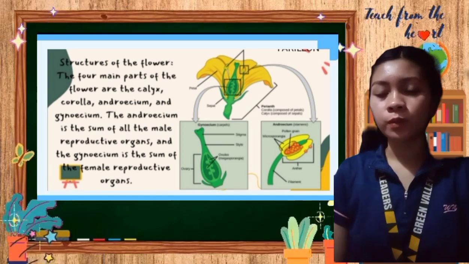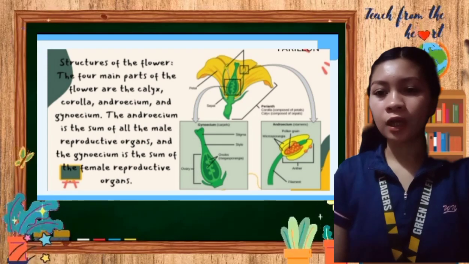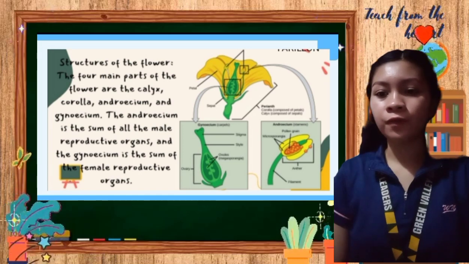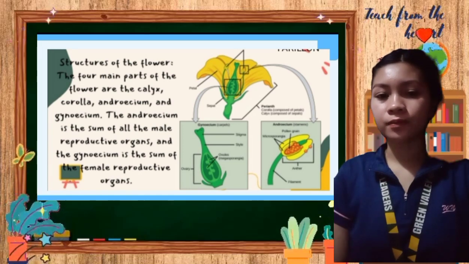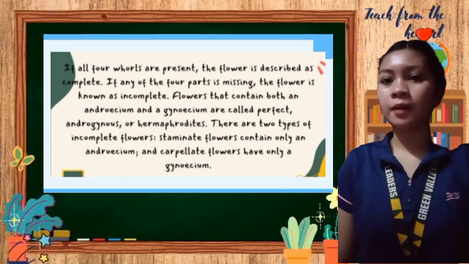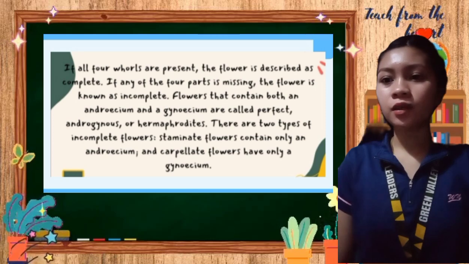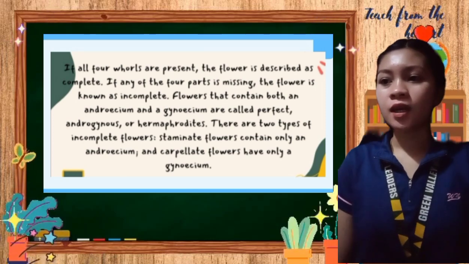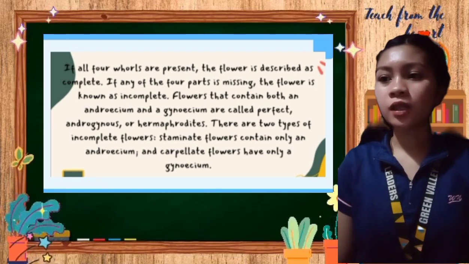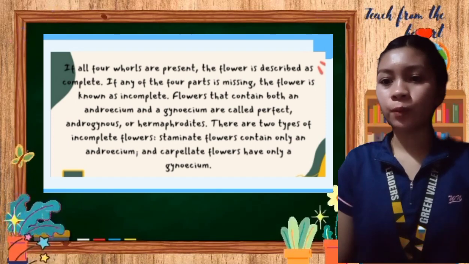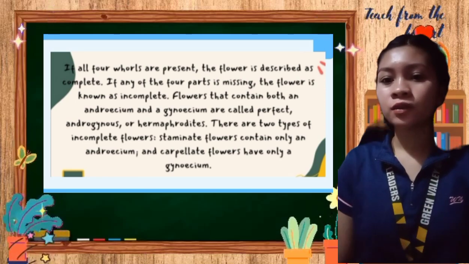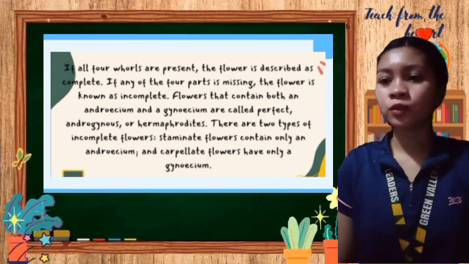The androecium is the sum of all the male reproductive organs, and the gynoecium is the sum of the female reproductive organs. If all four whorls are present, the flower is described as complete. If any of the four parts are missing, the flower is known as incomplete. Flowers that contain both an androecium and a gynoecium are called perfect, androgynous, or hermaphrodites.